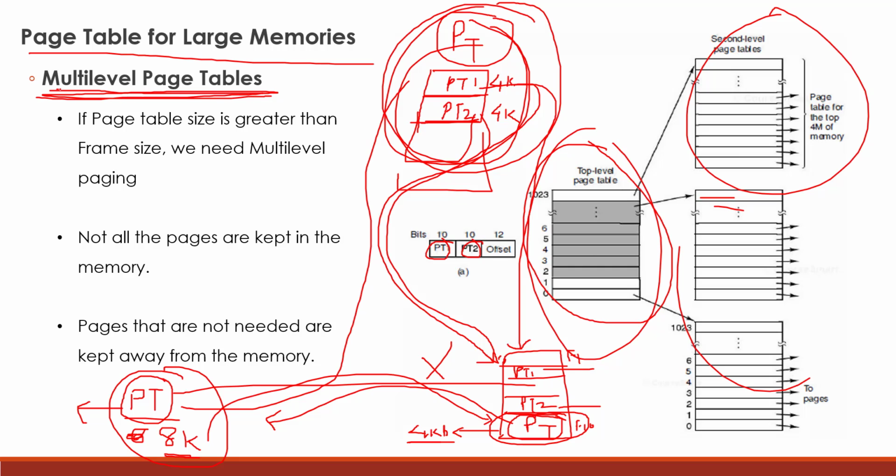In that case, multi-level page tables are used, and these are normally used for large memories. Large memories means when the page table size is more than the frame size, right? So if we have a problem like that, nested page tables or multi-level page tables can be used to solve it, right? I hope you guys understand. So this is the theoretical part of this lecture.